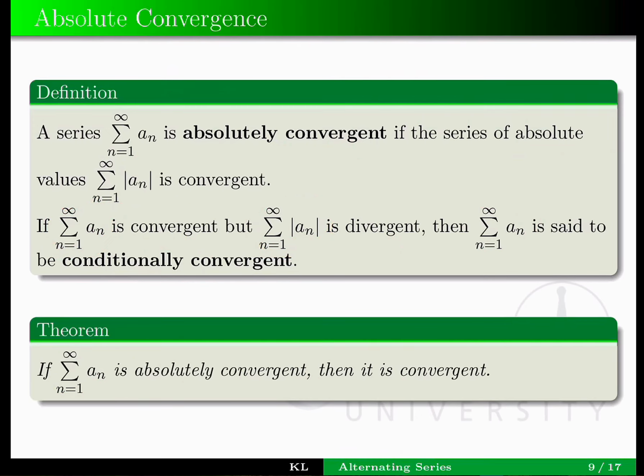Now, as a theorem, if we know that the series sum an is absolutely convergent, which means the sum of the absolute value of an is convergent, then this original series is automatically convergent. So again, you have the original series sum an. If it is absolutely convergent, then that series must be convergent. Okay? So first, let us differentiate what it means to be absolutely convergent and conditionally convergent using some examples.